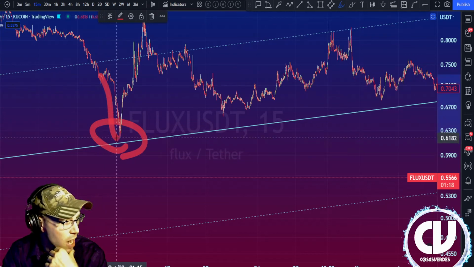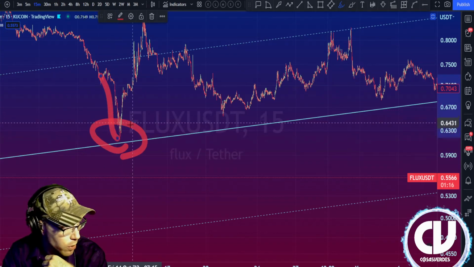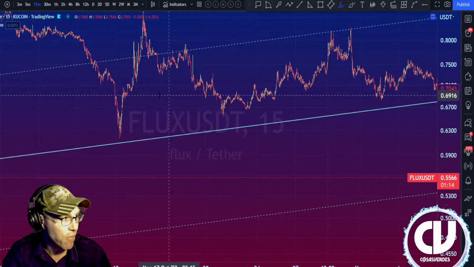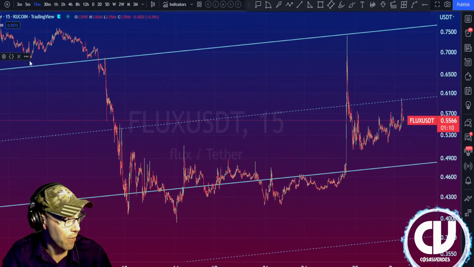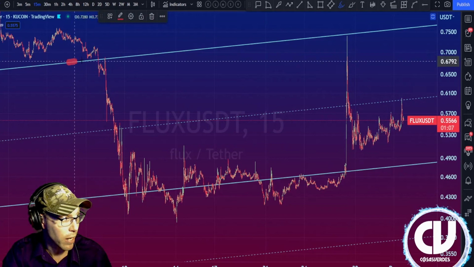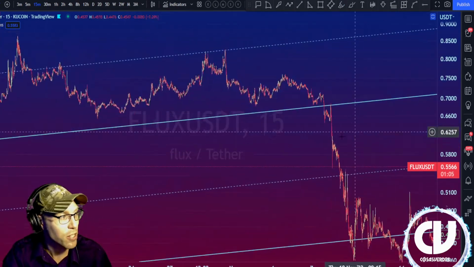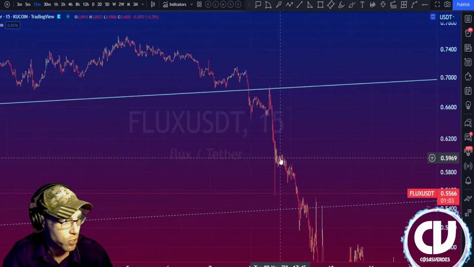It came up shy of my origin line. I don't know why I thought it would, and then spiked. I haven't been looking at Flux since. So here, let's zoom into this part. Watch how perfectly this works, these origin lines.